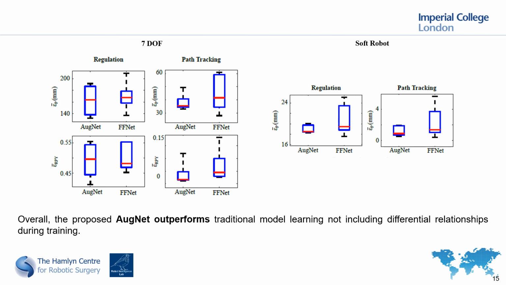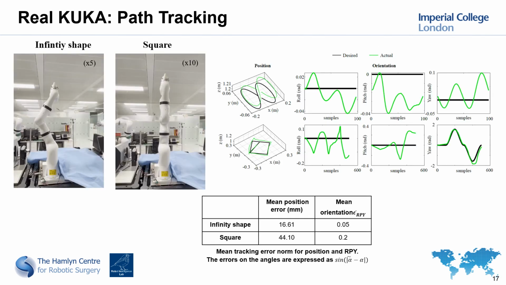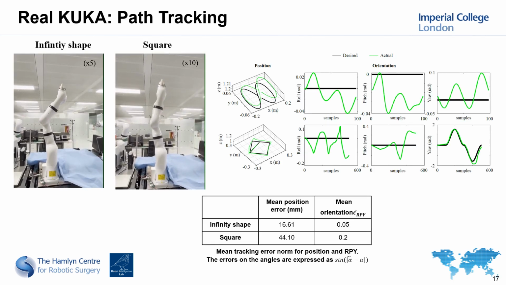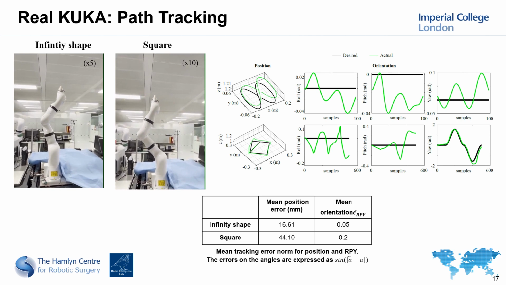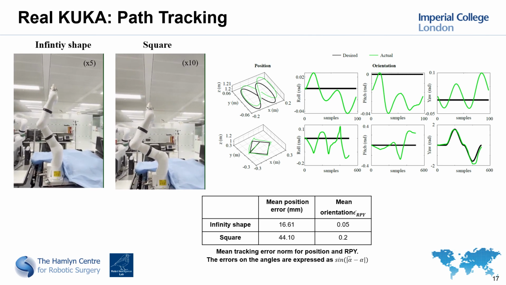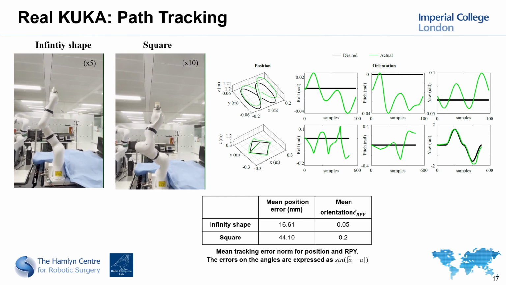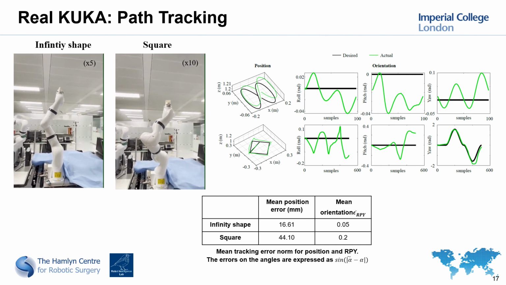We then finally ran our experiments on a KUKA arm. In this case, all the control is done in open loop, so there's no feedback. Also in this case, on the real robot, we managed to achieve good tracking accuracy on two different paths.